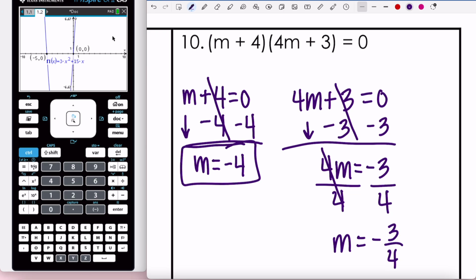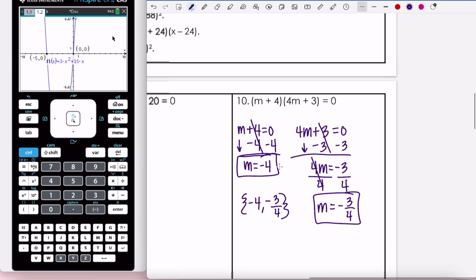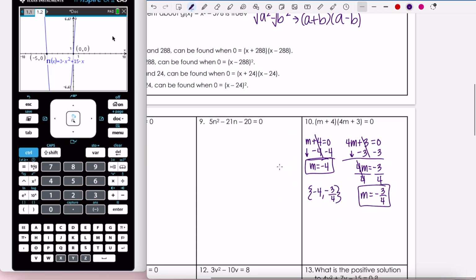So here you can leave it like this as your answer, or you can choose to write it in a brace. And you are going to write out your solutions from least to greatest. So here this would be -4 and -3 over 4. Again, if you wanted to, you could put this into your calculator and check to see if those are your solutions, or your x-intercepts on your graph.